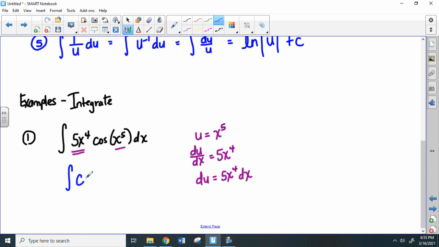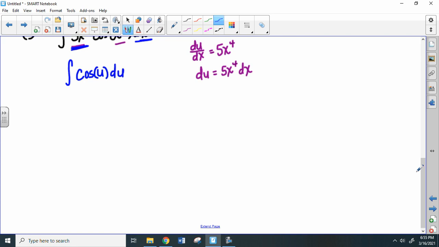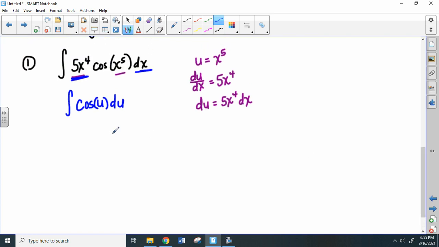Cosine is not part of either thing, so that's still there. X to the 5th is u, and then the 5x to the 4th times the dx is all du. All right, so I've got the integral of cosine of u du. Basically I've simplified the problem so that I can apply a basic integral rule that I already know, and that is the integral of cosine of u du. And the answer to that is sine of u plus c.